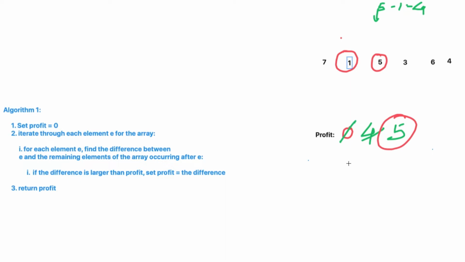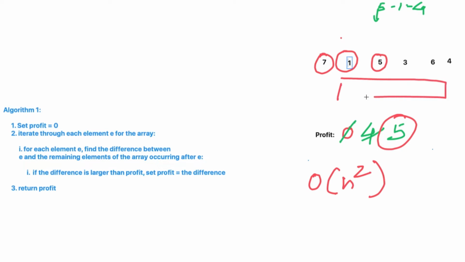But what is the time complexity of this algorithm? That is O of n squared, because first you're going to iterate through this outer array. For each element you're going to again iterate through the remaining portion of the array, right?